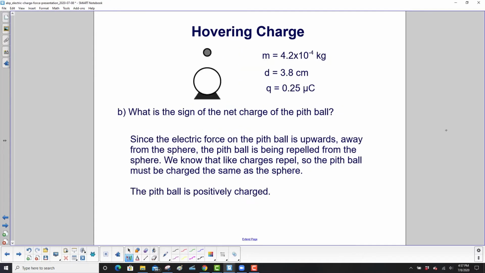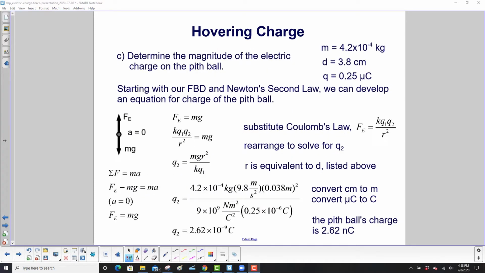What is the sign of the net charge on the pith ball? Well, since the electric force on the pith ball is upwards away from the sphere, the pith ball is being repelled from the sphere. We know that like charges repel, so the pith ball must be charged the same as the sphere. Now, since the sphere is positive, the pith ball also has to be positive.